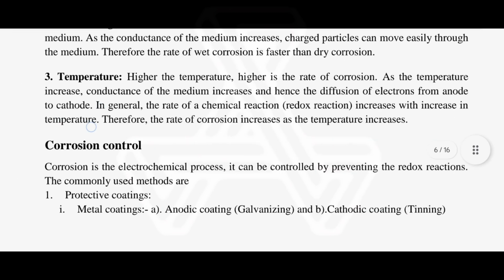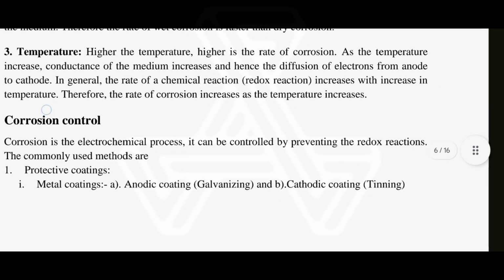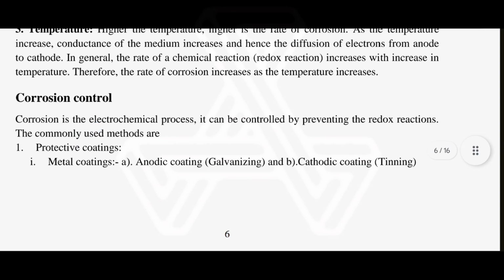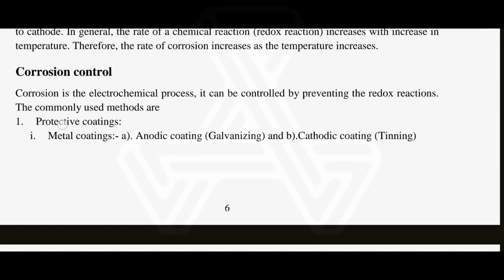Temperature. The higher the temperature, the higher the rate of corrosion. As the temperature increases, the conductance of the medium increases, hence the diffusion of electrons from anode to cathode increases. In general, the rate of chemical reactions, including redox reactions, increases with increase in temperature. Therefore, the rate of corrosion increases as the temperature increases.